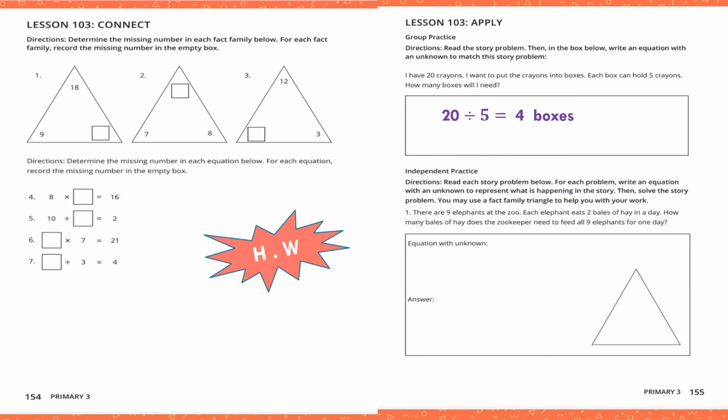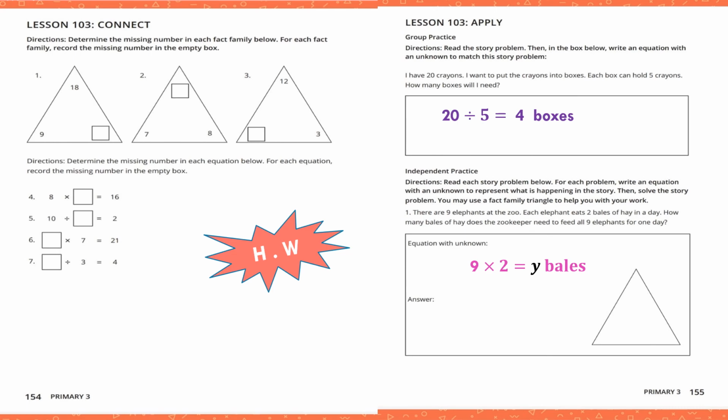The next one. There are 9 elephants at the zoo. Each elephant eats 2 bales of hay in a day. How many bales of hay does the zookeeper need to feed all 9 elephants for one day? So, to know the number of all the bales of hay, we will multiply. So, 9 times 2 equals y. Y stands for the unknown number.